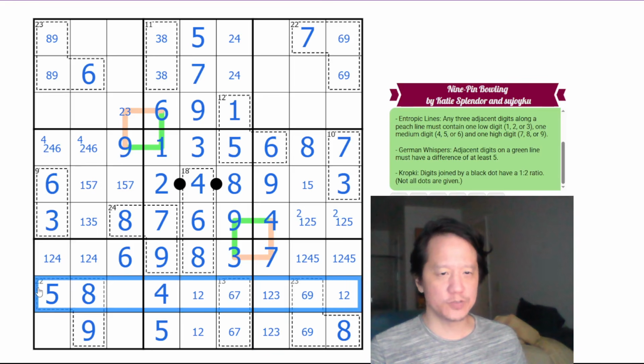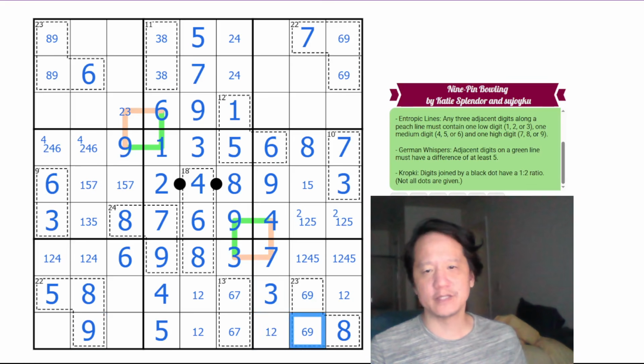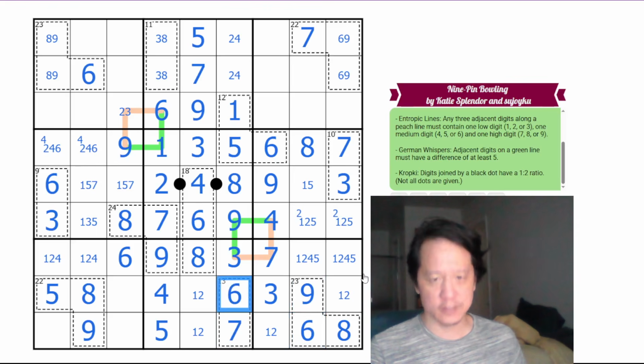We have a 1, 2 pair in row 8, which eliminates 1, 2 in the rest of the row, so this can't be 1 or 2. It's 3. That means this can't be 3. It's 1 or 2. 9 eliminates 9 here, so it's 6 and 9. 6 eliminates 6 here, so it's 7 and 6.